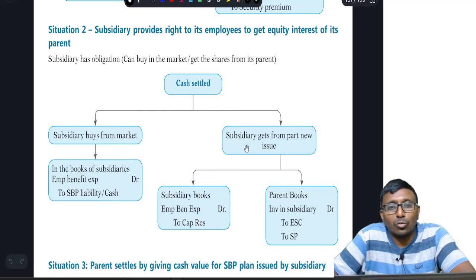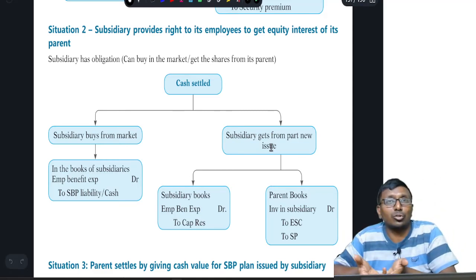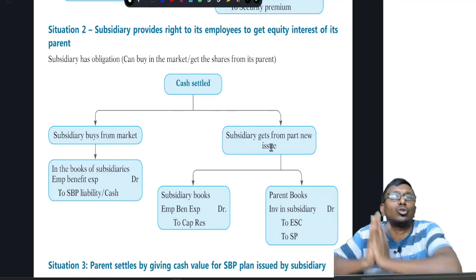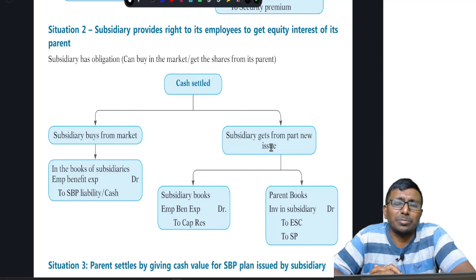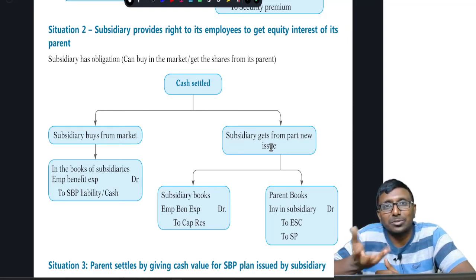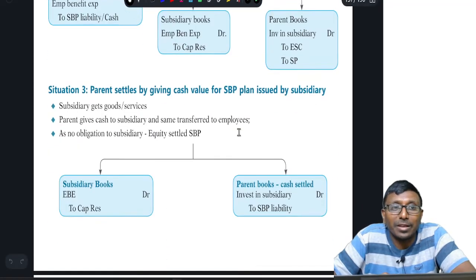Right. The other way around, parent company will give the shares to the subsidiary company, and the subsidiary will give those shares to the employees of the company. Right. Now, in this case, have you spent any money? No, I have not spent. Then it is a capital reserve for you. Employee benefit expense account debit to capital reserve. Right. And at the same time, the parent company will record investment in subsidiary account debit to equity share capital and security premium.